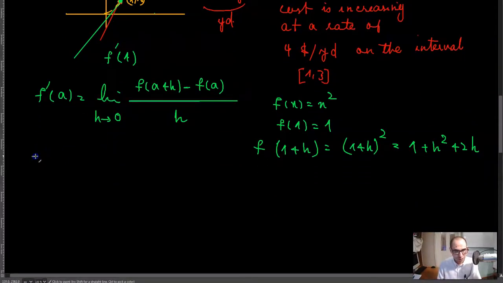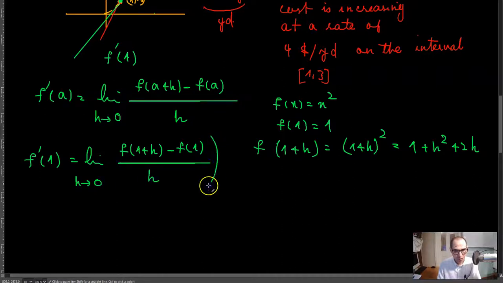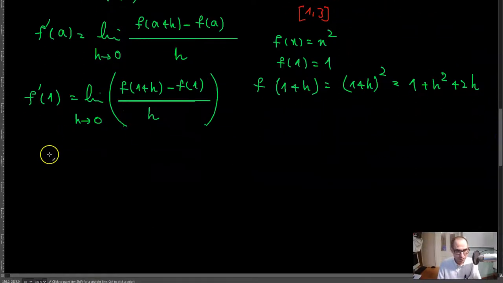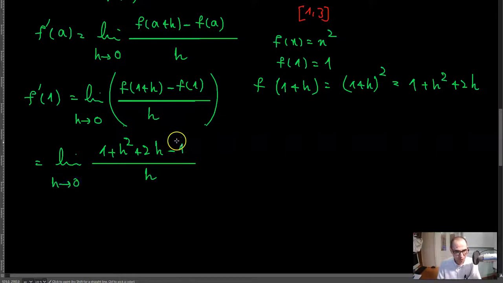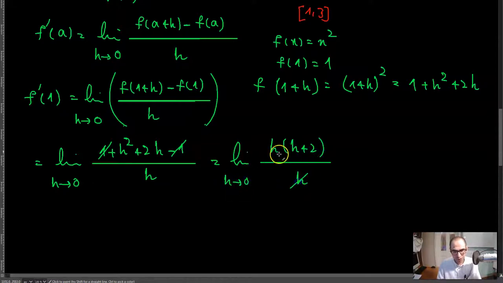So then you could say that f prime of 1, meaning the instantaneous rate of change at x equal to 1, is equal to the limit of f of 1 plus h minus f of 1 over h as h approaches 0, right? Which is the same thing as the limit of 1 plus h squared plus 2 times h minus 1 over h, as h approaches 0. This you can cancel out. You can write this as the limit of h times h plus 2 over h as h approaches 0. These two you can cancel out. When h approaches 0, this becomes a 2, right?